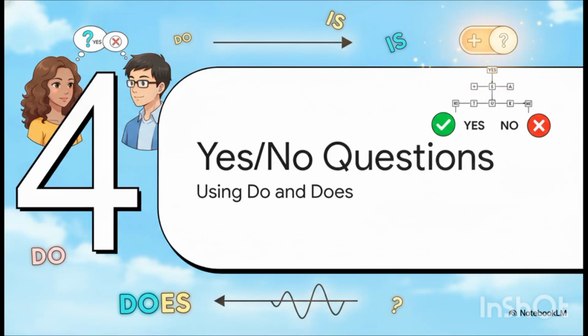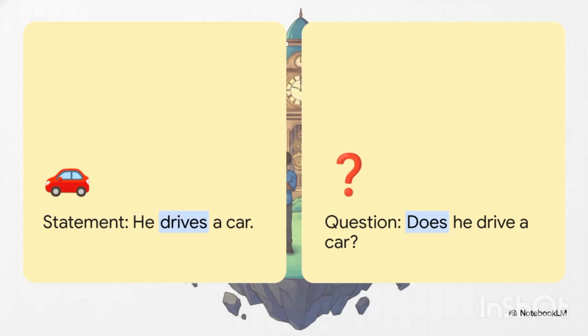Moving right along, let's add the fourth layer of complexity in section 4, asking yes or no questions. Let's verbally trace how a statement transforms into a question. Take the positive statement, he drives a car. Because the subject is he, the helping verb does jumps right to the front of the sentence.